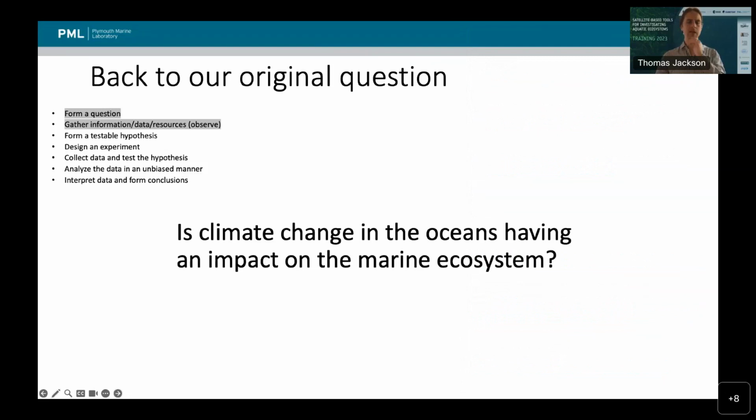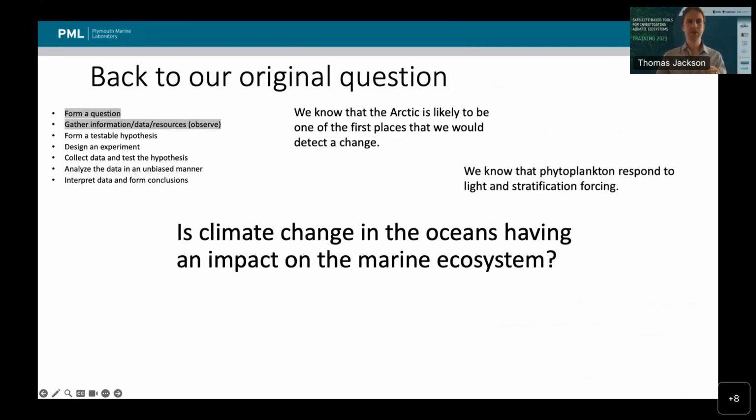So coming back to this original question, we have a climate data set now that we're happy to use. So can we actually see if there's any changes going on? And I'll speed up a bit looking at the clock. So we know the Arctic is likely to be an area where we would be likely to detect some change. We saw that in the work from Stephanie Henson. Basically, that's where if you're going to try and find something in a 20-year record, that's a good place to look. We know that phytoplankton respond to light, stratification, forcing changes in nutrients.